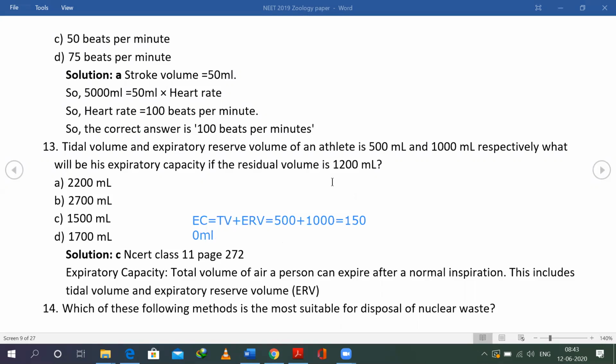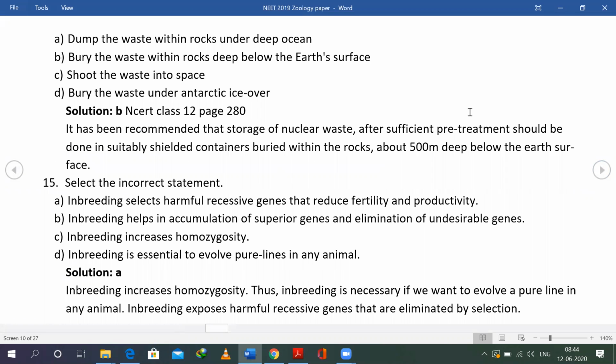So I have shown where you find these answers in NCERT books, directly given from the NCERT. Now, which of the following methods is the most suitable for disposal of nuclear waste? This is also a direct question that has been taken from the environmental issues chapter that we have. So what is the best method? Dump the waste within the rocks under deep ocean, right? We cannot just dump it, as there will be radiation leakage however deep the oceans are.